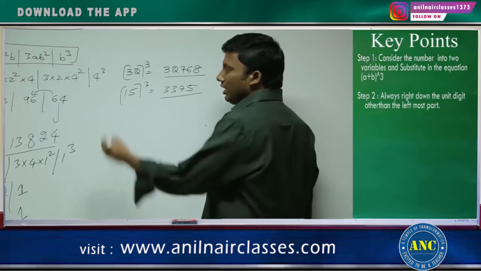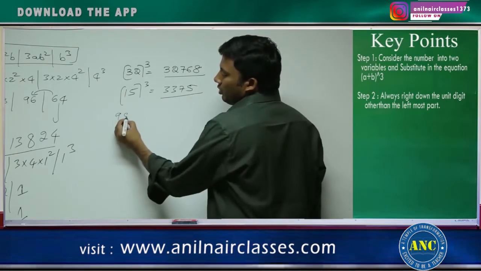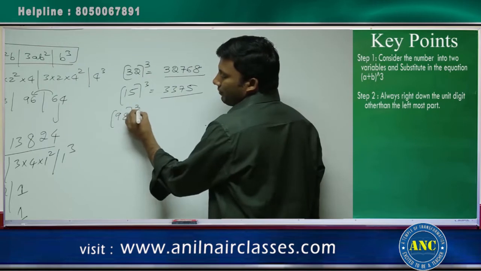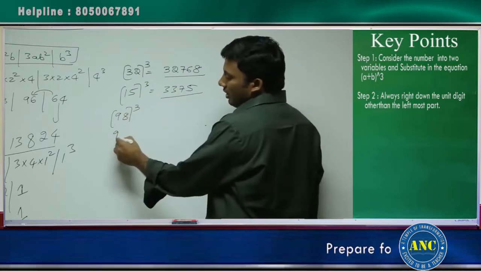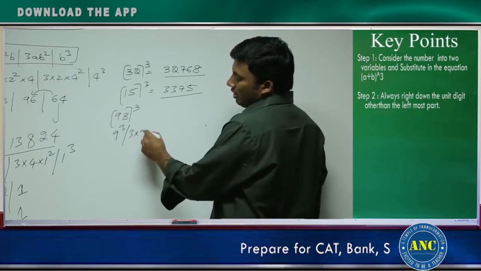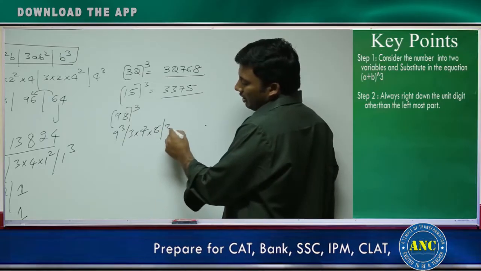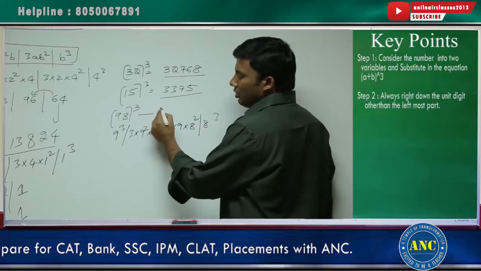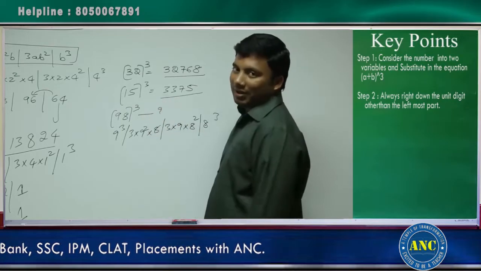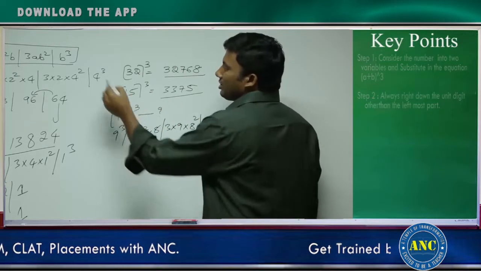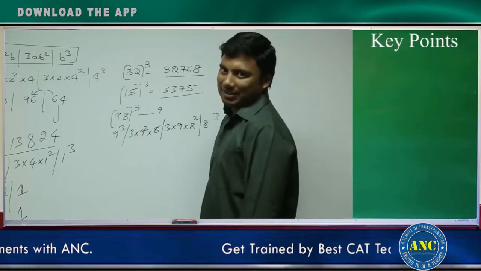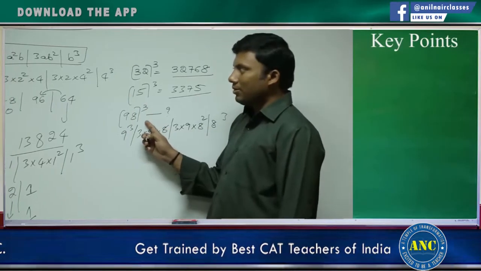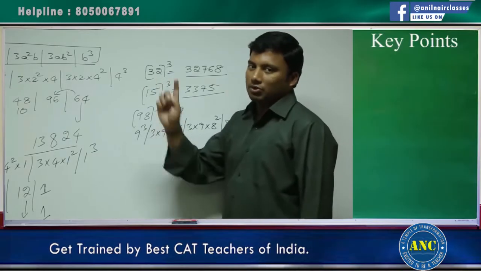But unfortunately, if I use this type onto 98 whole cube, that will become A cube, 3A square B, 3AB square and B cube, which is cumbersome by nature. So, to find the cube of a number nearer to 10 power k, this logic is not the best logic. So, how to solve this kind of problems? Let us see it in type 2.